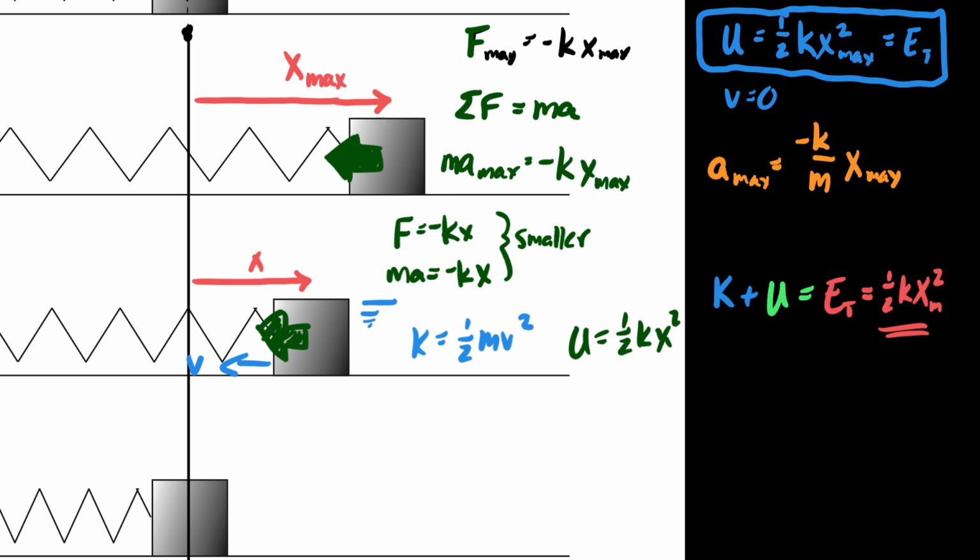So potential energy is going down, kinetic energy is going up, but they have to equal the total energy we had at the start. That total energy doesn't change. So if you know where you are, you can figure out how fast you're going. If you know how fast you're going, you can figure out where you are. All good so far? Not particularly hard? All right.